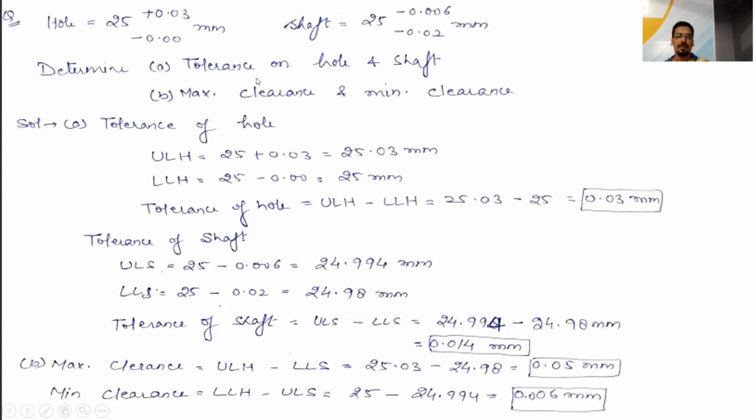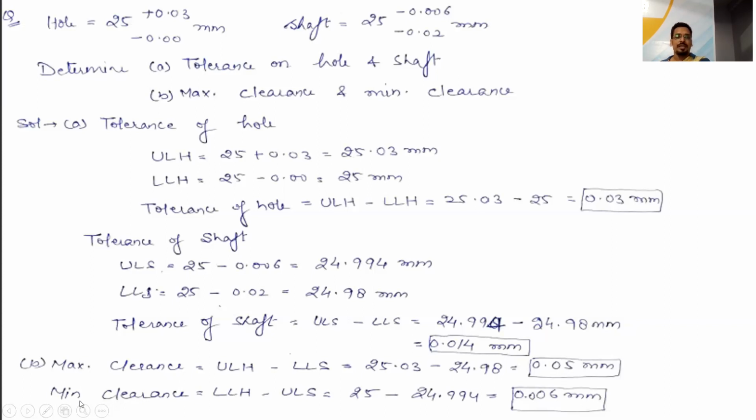Now we have to calculate the maximum clearance and the minimum clearance. I have explained how the maximum clearance and minimum clearance are calculated when I explained the clearance fit to you. So maximum clearance is given by the upper limit of the hole minus the lower limit of the shaft. That will be the upper limit of the hole, 25.03, minus 24.98, and this will give you the maximum clearance, that is 0.05 mm.